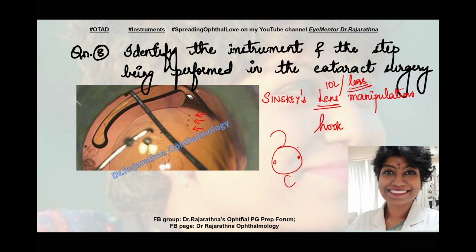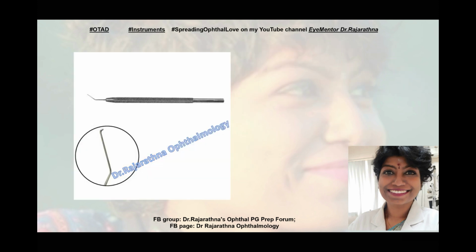So this is Sinskey's lens manipulation hook. It can also be called an IOL dialer, as some of you have answered. So IOL dialer also it can be called, or the lens manipulation hook. Lens in the sense your nucleus. All right, now we'll move on. So this is the Sinskey's hook. This is how it looks. It's very thin. If you very carefully observe, you'll see this hook.